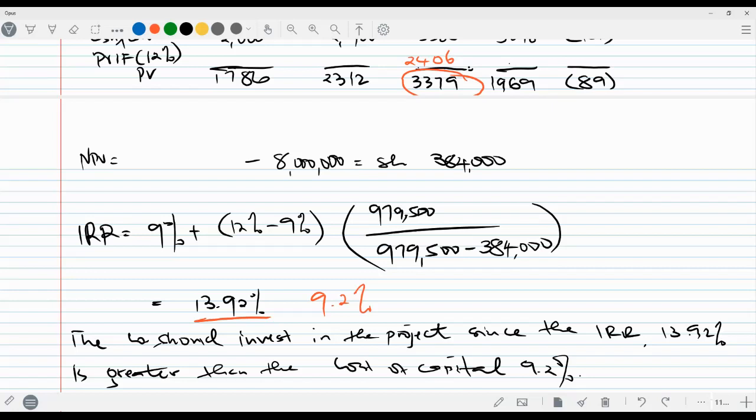Clear? Question? Okay, fair enough. There seems to be no question. That means that we all understood well.